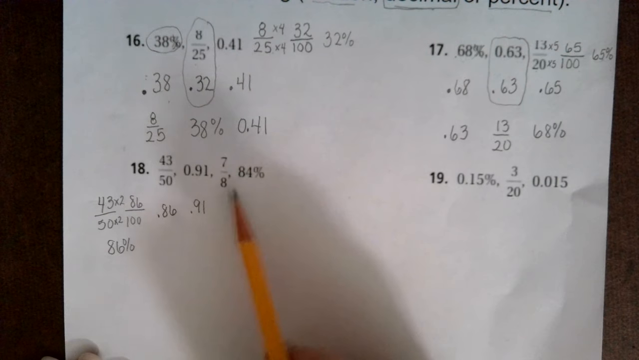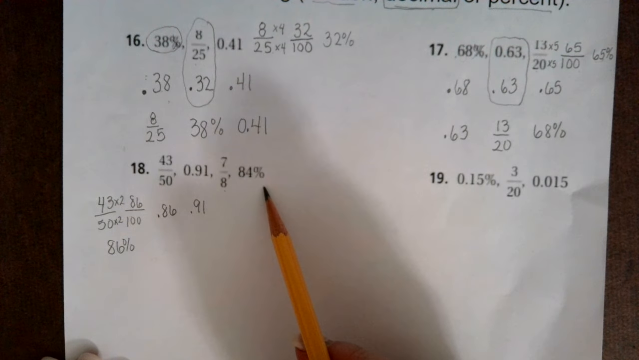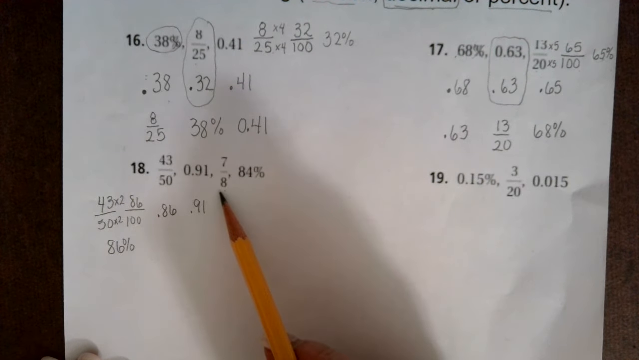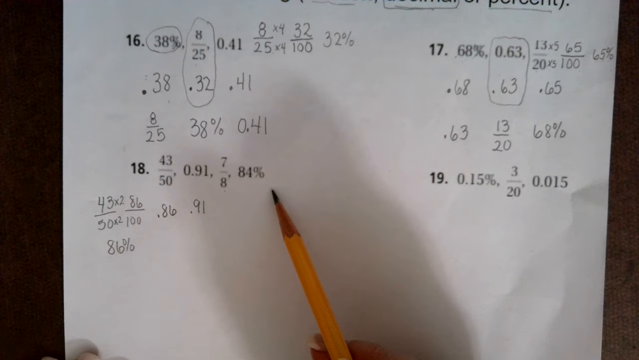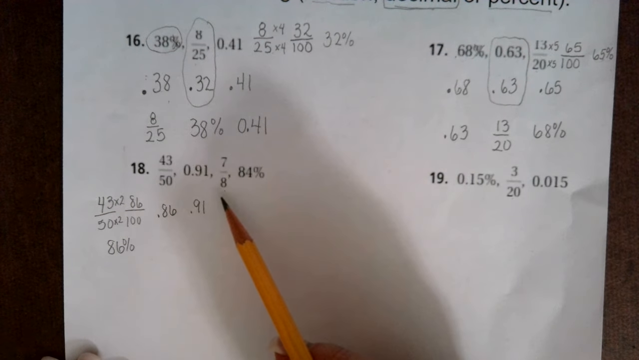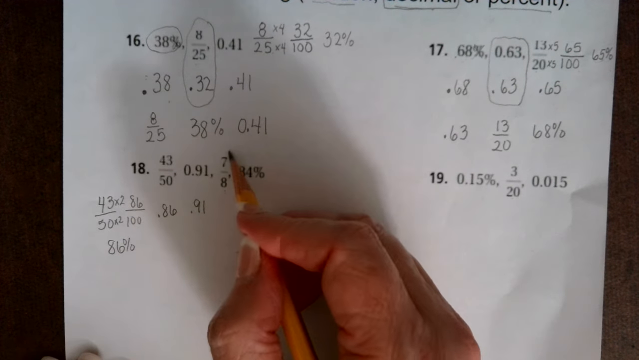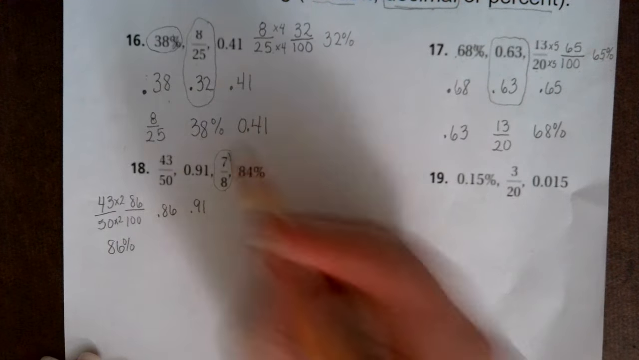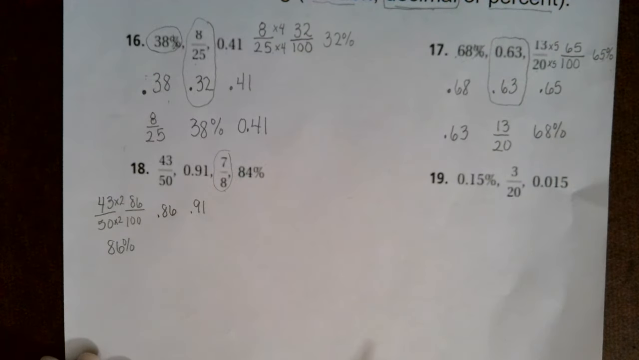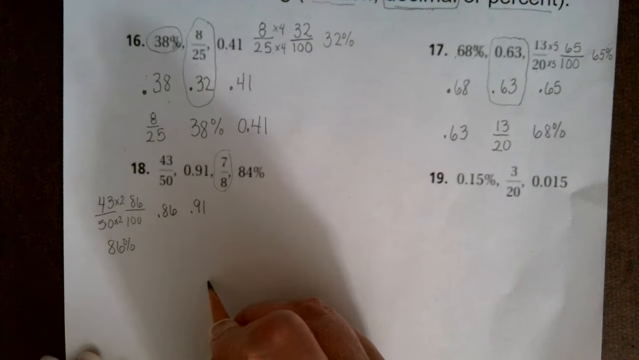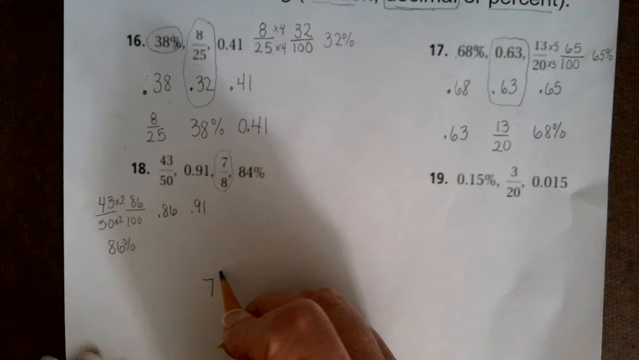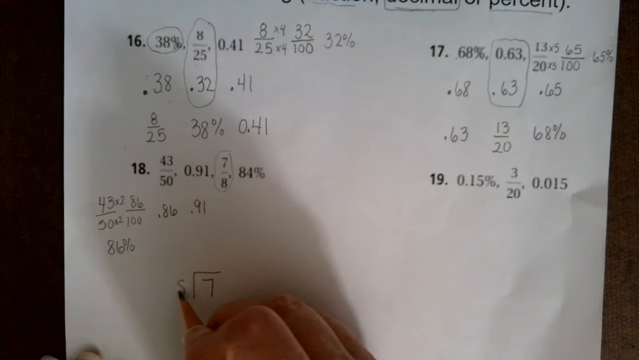is already there. Now we've got a problem because we have eighths, and I can't do 8 times a whole number to get 10. I can't do 8 times a whole number to get 100. And I can't do 8 times a whole number to get 1,000. So if you end up with a fraction where you can't change it to hundredths or thousands or tenths easily, then you have to divide. So you would do 7 divided by 8.